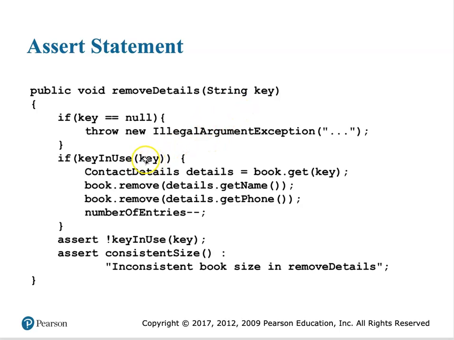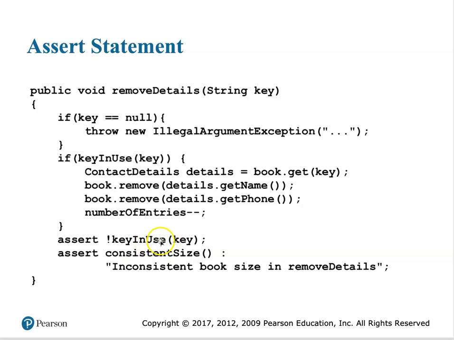Then ask the key object to be passed into key in use. If the key is in use, then we want to do the work of actually removing the object and reducing the number of entries. And if the key is not in use, we just skip over the work to be done because there's nothing to be done. Once we get through that, pass key to key in use. And after we've done this, the key should no longer be in use, so this should be false.